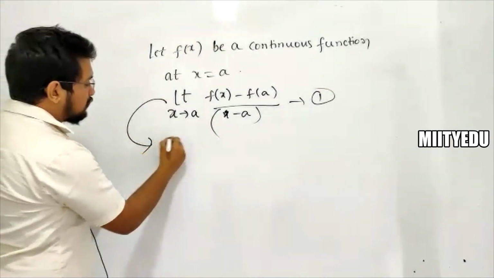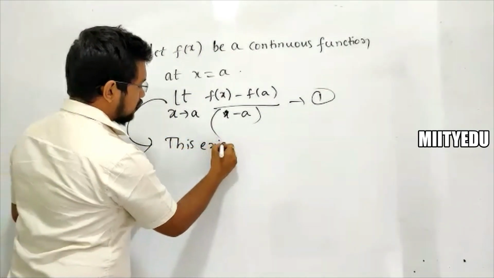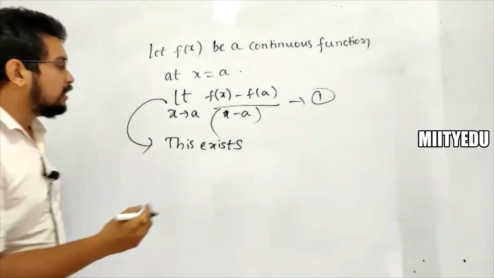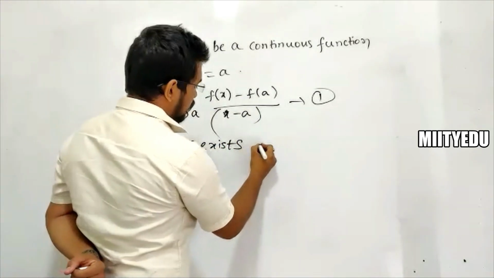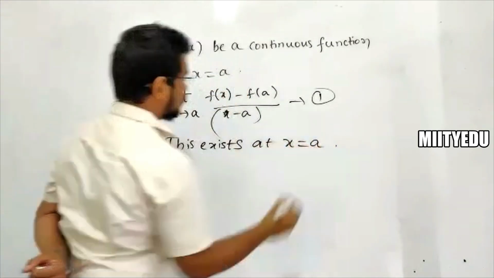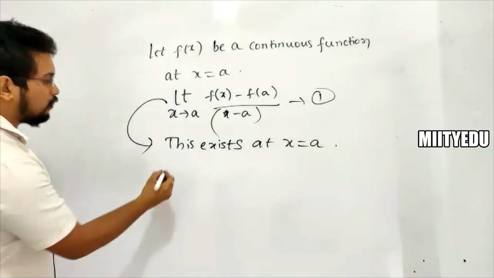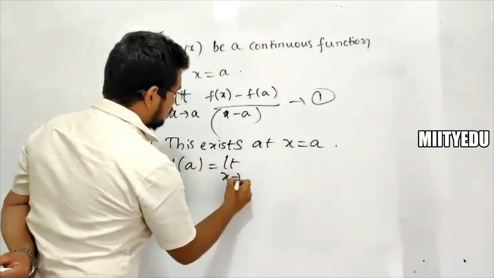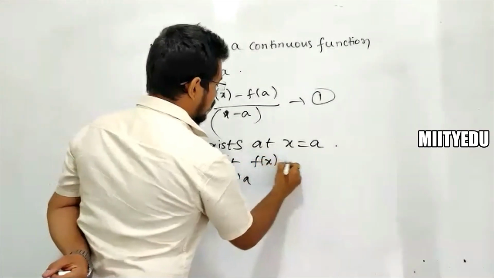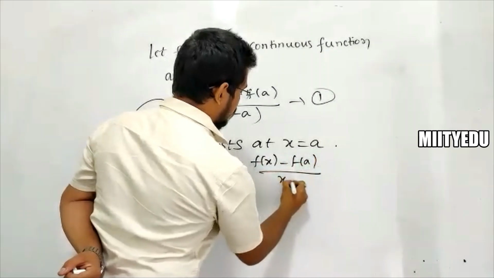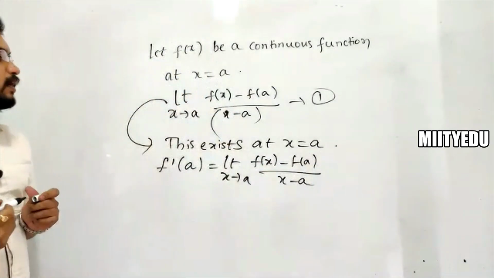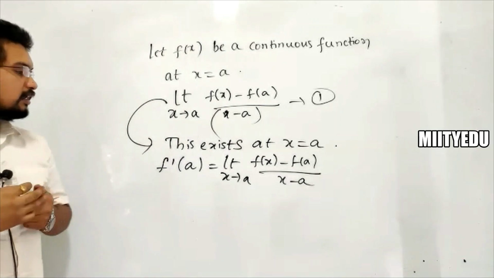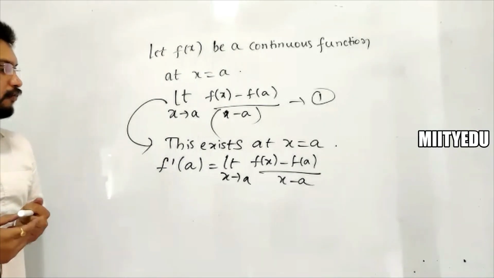If this particular thing exists at x is equal to a, we will term it f dash a. That is, f dash a is nothing but limit x tends to a, f of x minus f of a divided by x minus a.